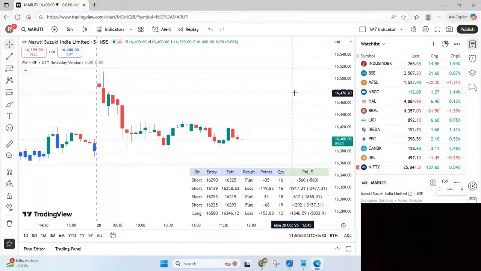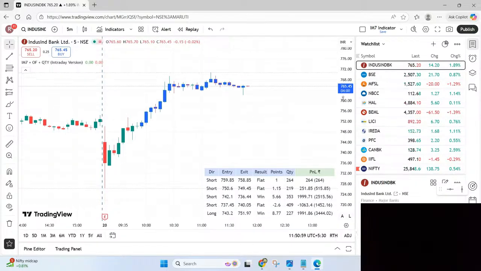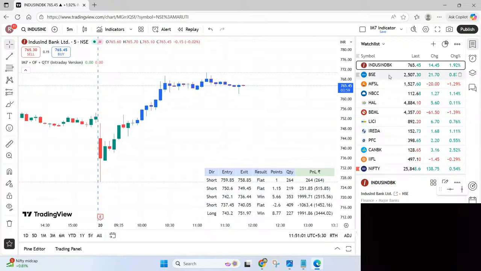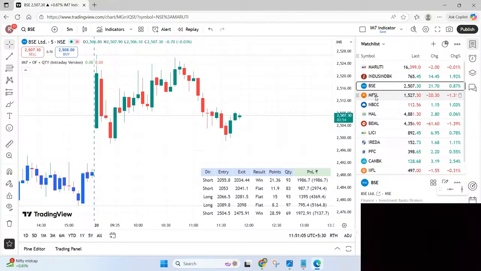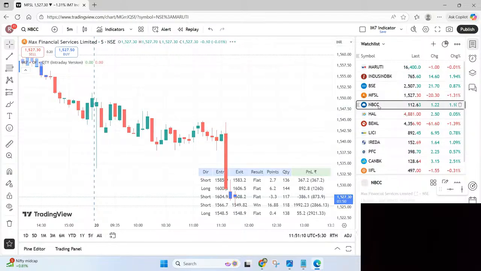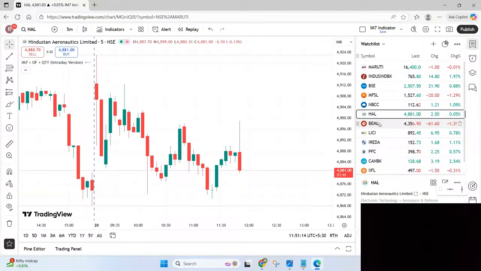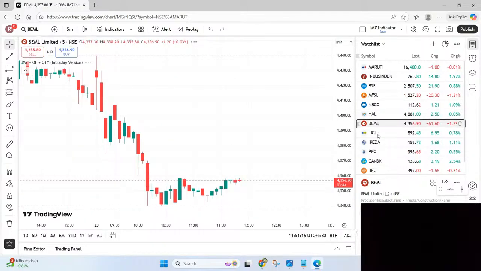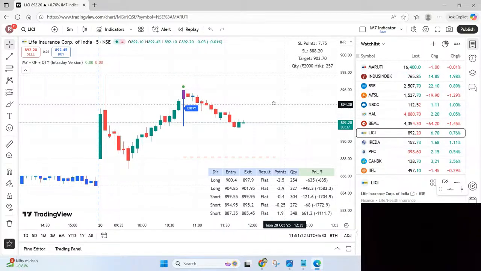You know how this indicator works by now, right? Suppose let me just try to identify a stock that has given a signal today. Let me find out one. Yeah, we got a signal here, right? See, this is how it looks.